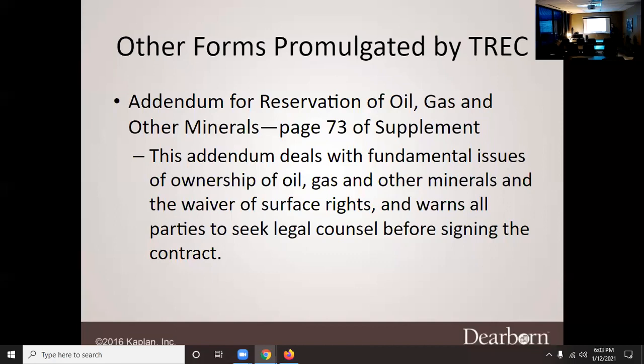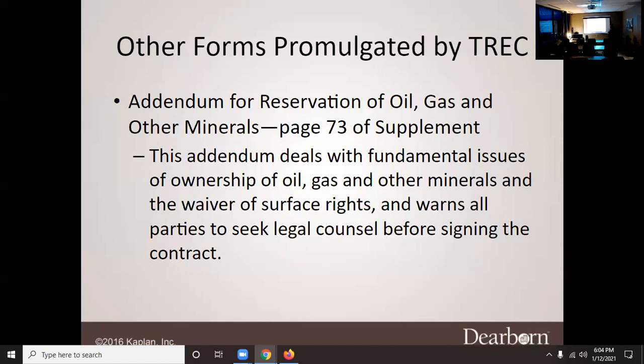Okay? And it needs to be legal counsel of their choosing, not your choosing. Okay? They need to seek legal counsel. They need to talk to counsel. You need to be present in that meeting. And what ends up happening is it's going to discuss the rights when it comes down to the ownership or the reservation of oil, gas, and minerals.